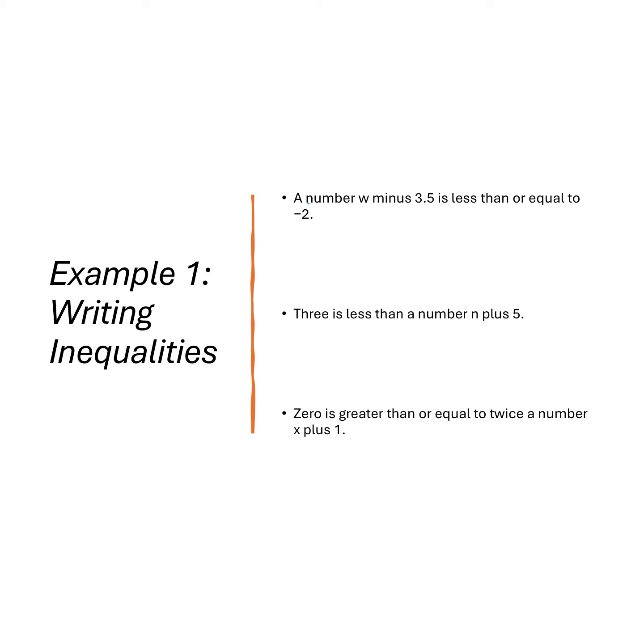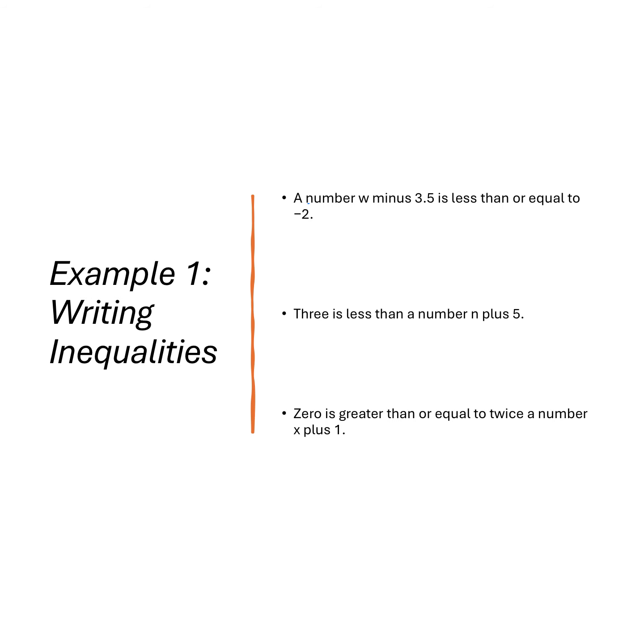Everybody's there? It's telling us to what? Write inequalities. What happened, Ethan? Okay. The first one tells us what? A number W minus 3.5 is less than or equal to negative 2. The first thing I want you guys to do is highlight. Okay, highlight. Let's separate the sentence here. What do you guys think it's together here? A number W minus 3.5 is less than or equal to negative 2.